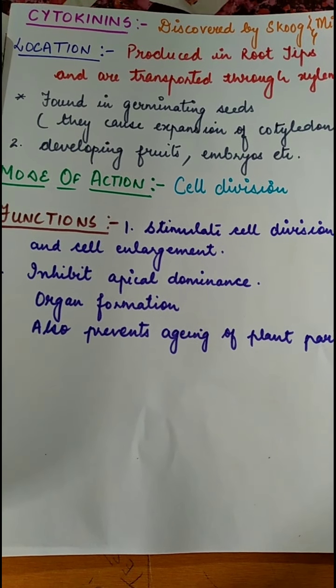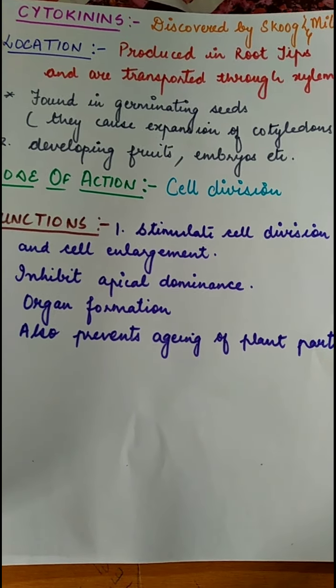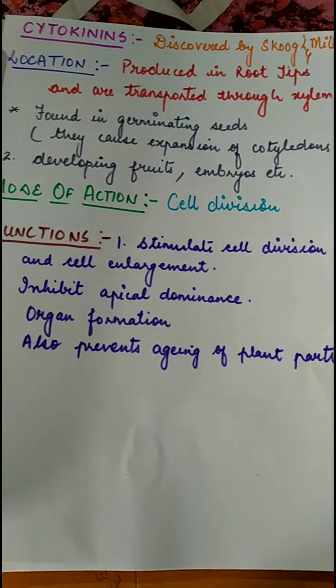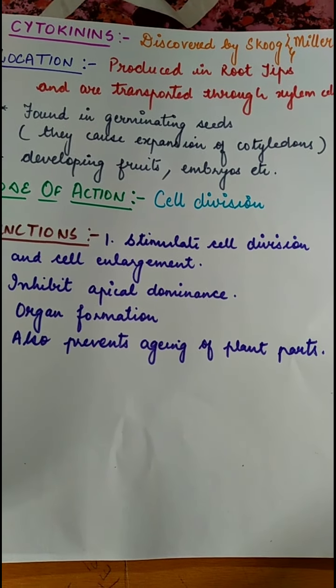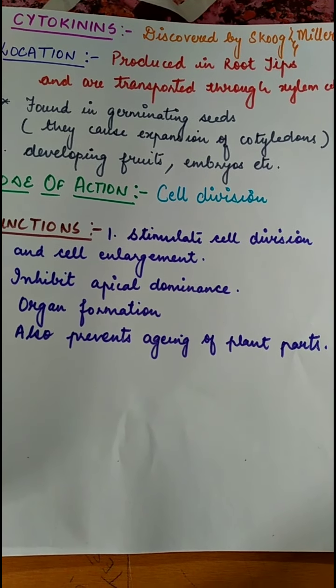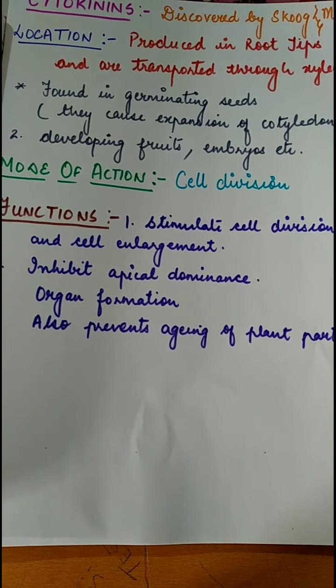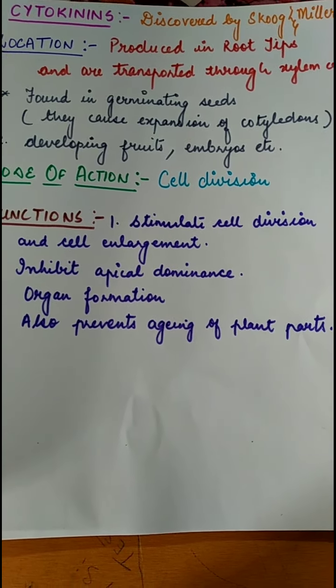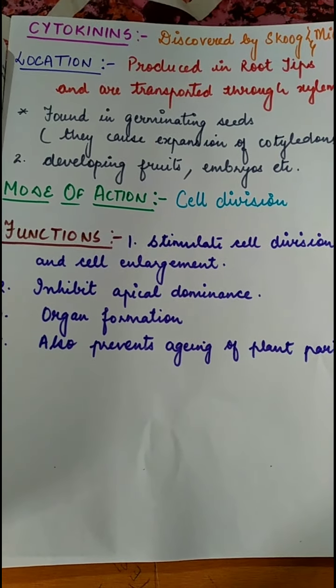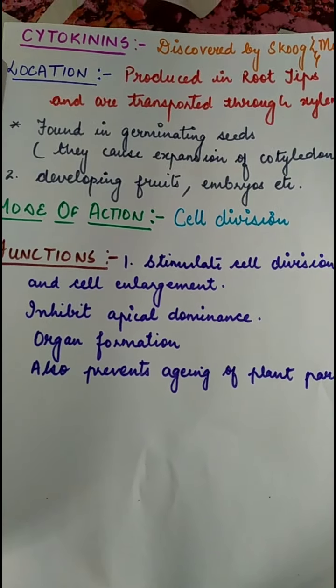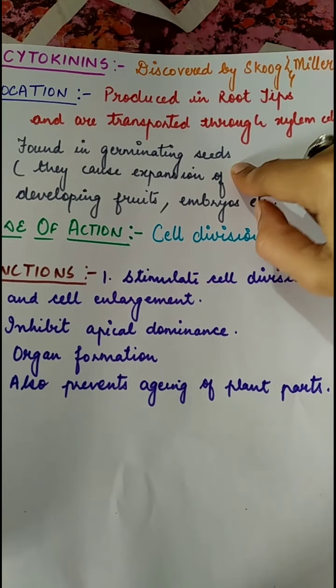Now, the mode of action of cytokinins is by cell division. Our auxins and gibberellins have helped in the growth of the plant by cell elongation. But in case of cytokinins, it is also helping the plant to grow, but by cell division. Now, cell division, that is why I've said we'll discuss it later.